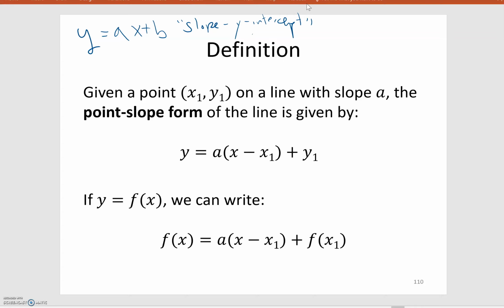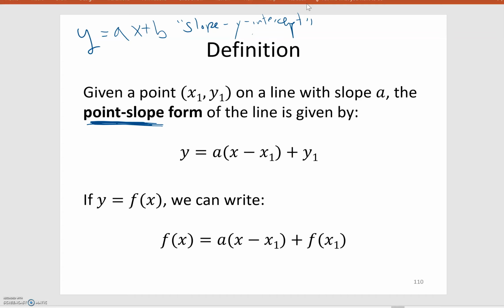And this is called the point-slope form. And the name is very important because it tells you the things that you need to use it. So here we go. Given a point x1, y1 on a line with slope a, the point-slope form of the line is given by y equals a times x minus x sub 1 plus y sub 1. Below, we've written this in proper function notation. f of x equals a times x minus x1 plus f of x1.